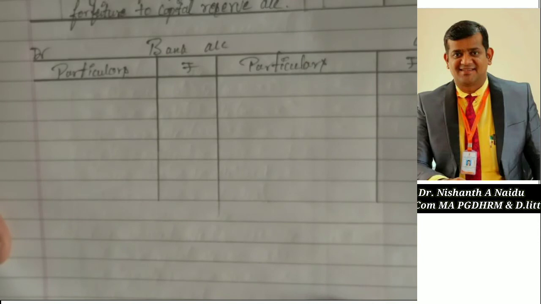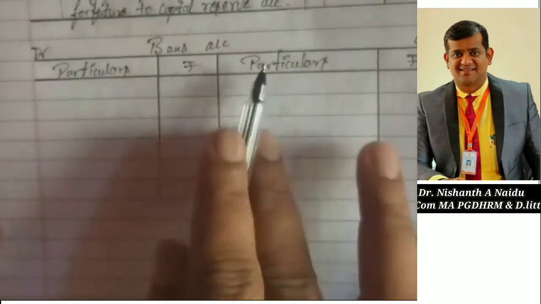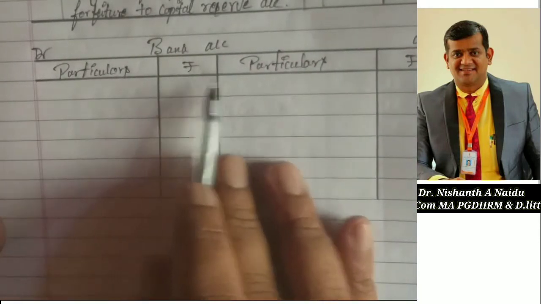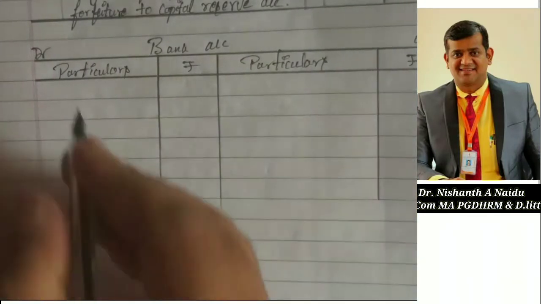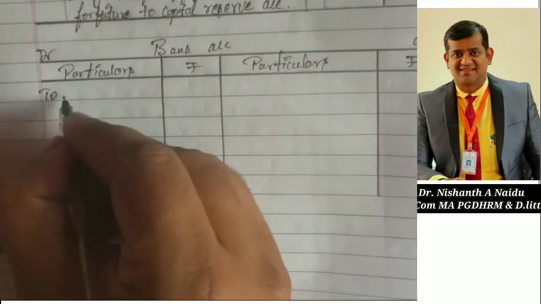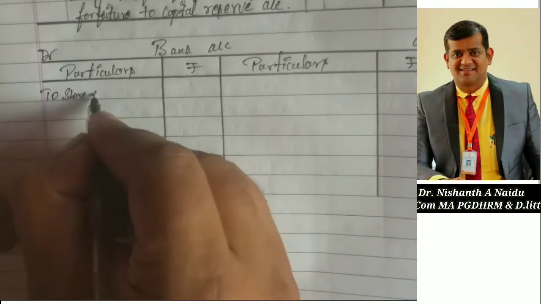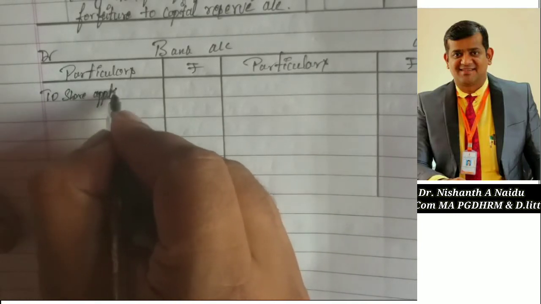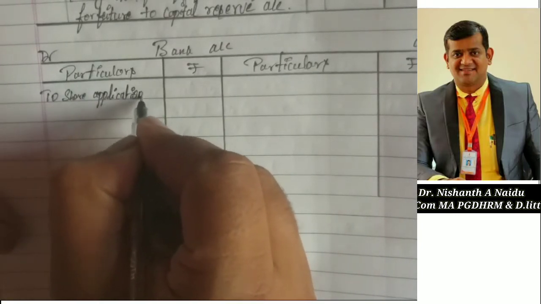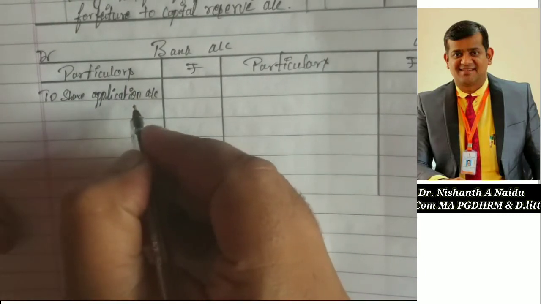So I am ready with the table for bank account. So bank account, debit, credit, particulars, rupees. So now let us write to share application account. How much we have received on share application? So that is the first journal entry.